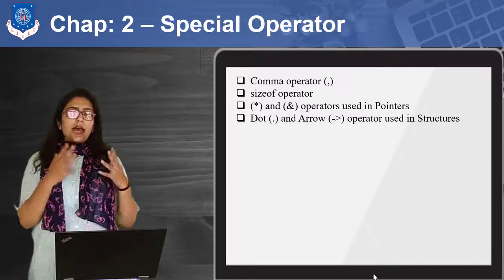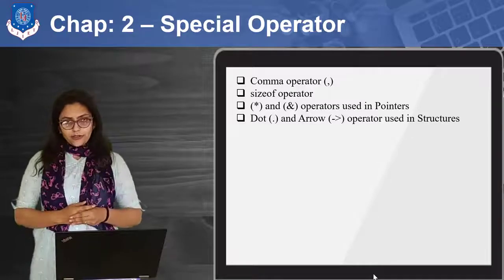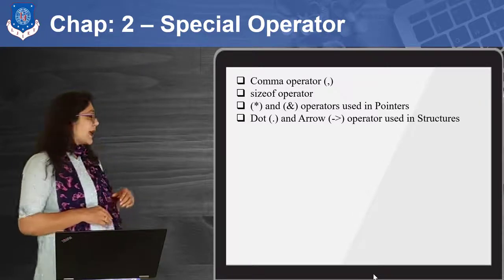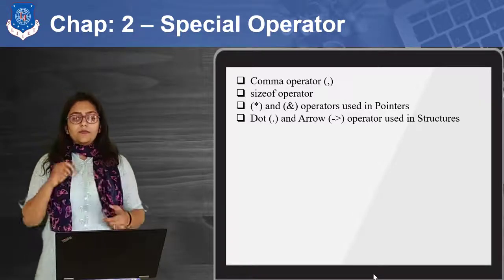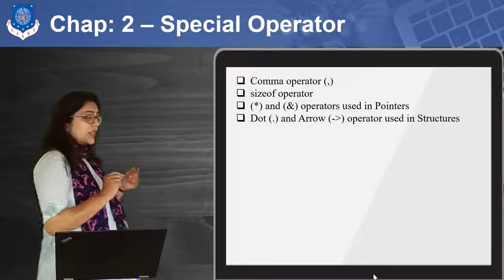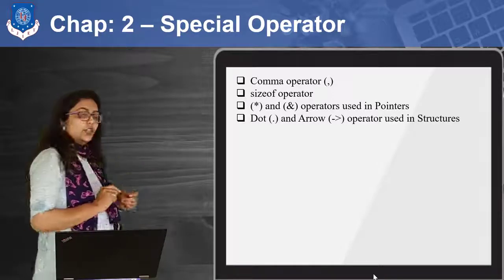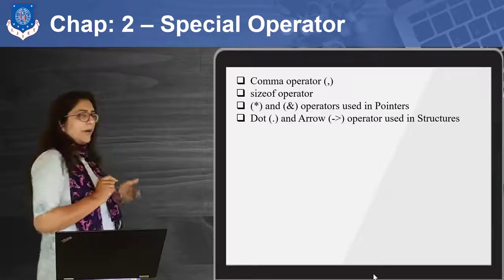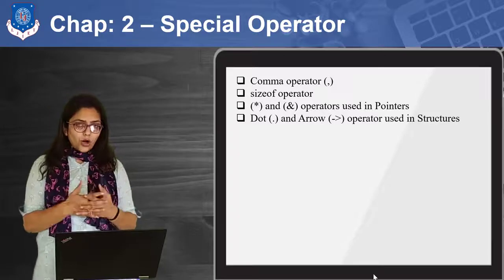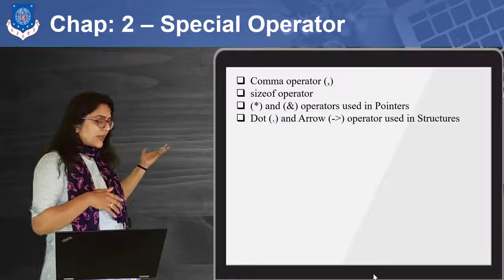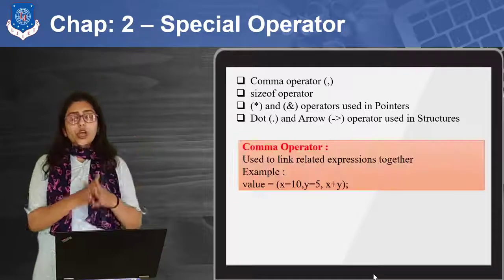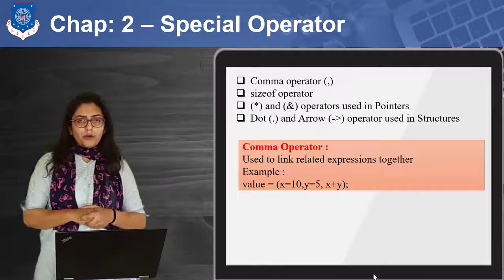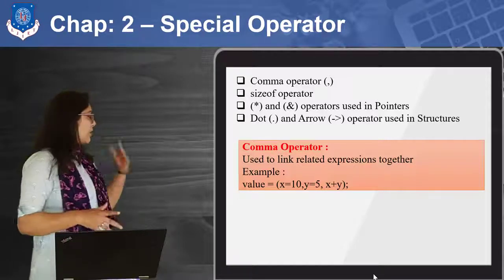Now there is the operator category called special operators. As you can see on the screen, first is the comma operator, then the sizeof operator, then the star and ampersand operators, which are basically used with pointers, and then the dot and arrow operators, which are going to be used in structures. How we can use the last two operators, I am going to talk about in the respective chapters on pointers and structures. Till then, just wait for the explanation of these operators. But right now, just understand the comma operator.